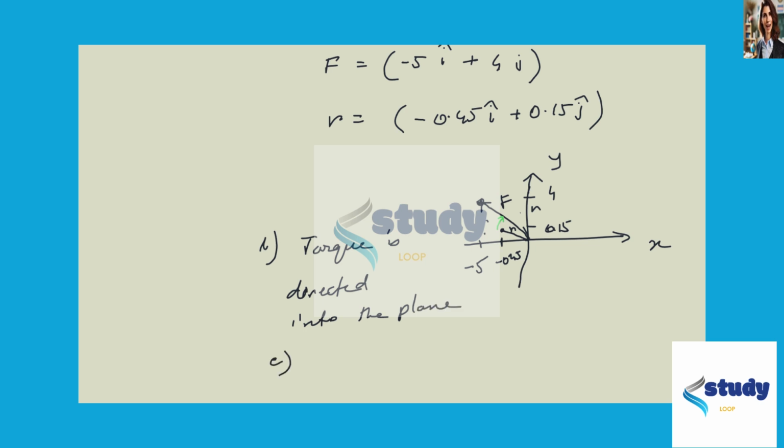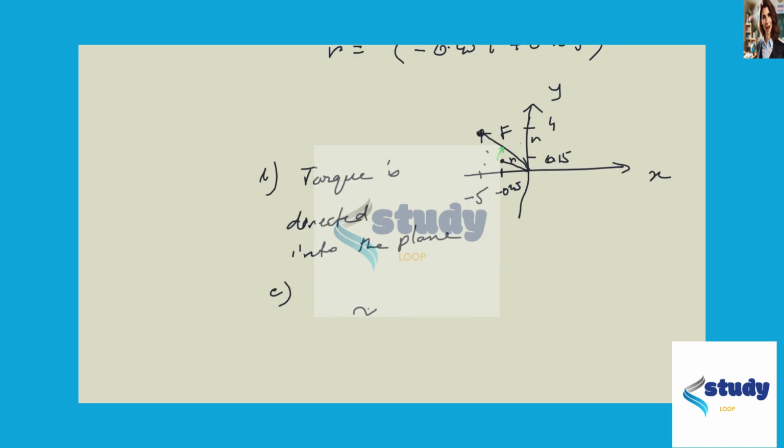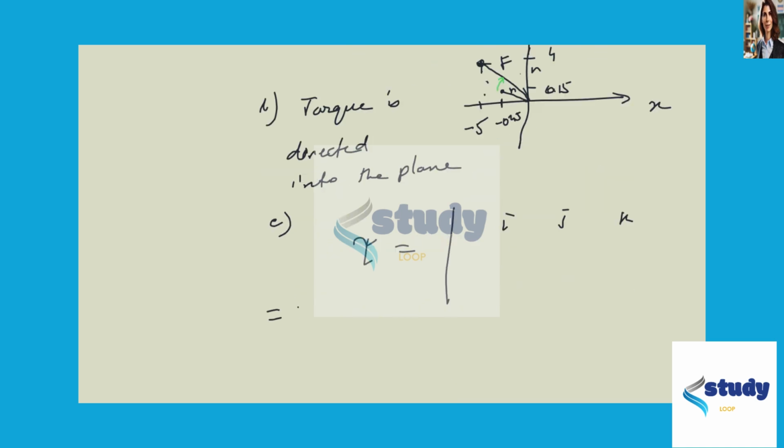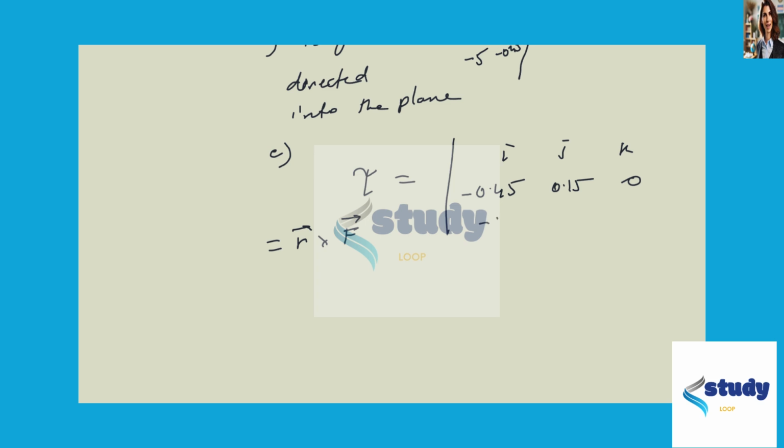C is the value of this torque vector. The torque will be equal to R cross F, so you can use the i j k determinant. First you write down the vector R, which is minus 0.45 i, 0.15 j, 0 k, then F, which is minus 5, 4, 0. This is equal to i times 0, plus j, which will again be 0, plus k, where you will have some values.